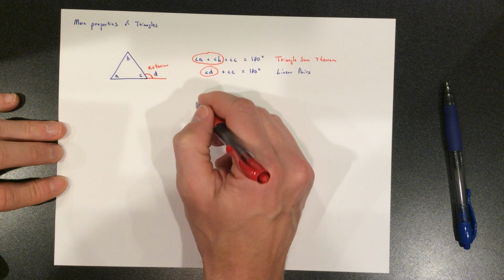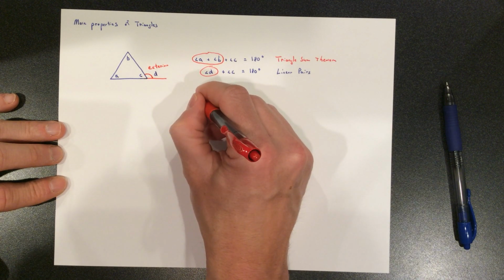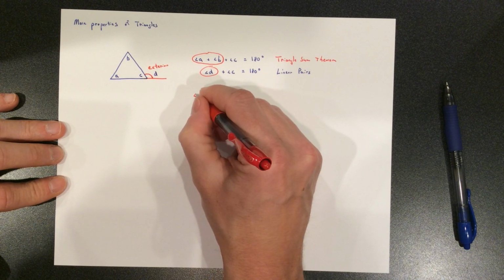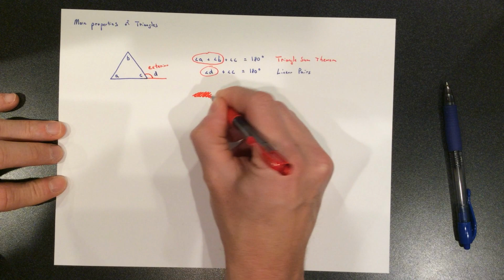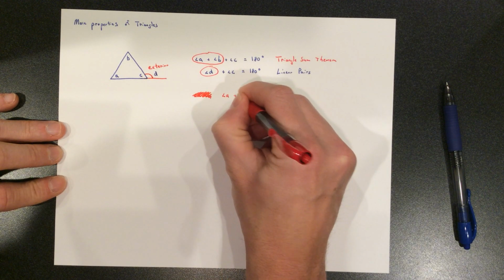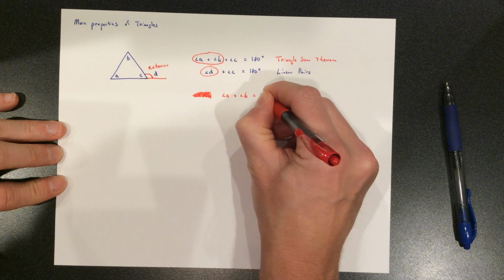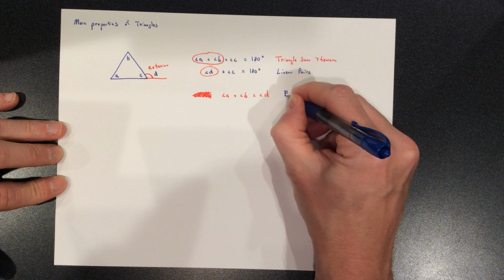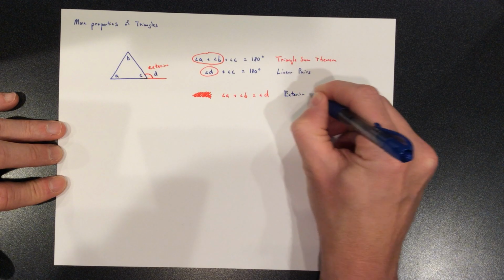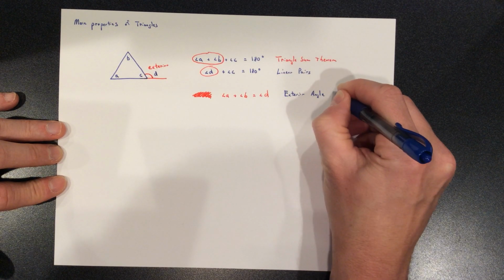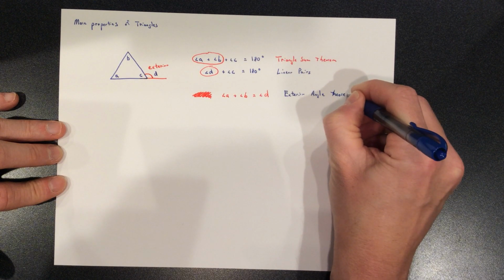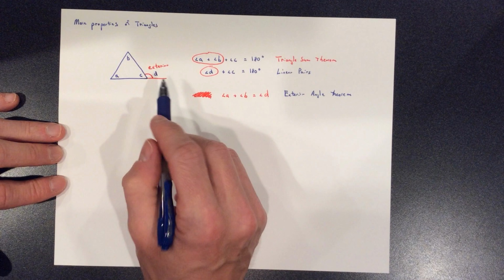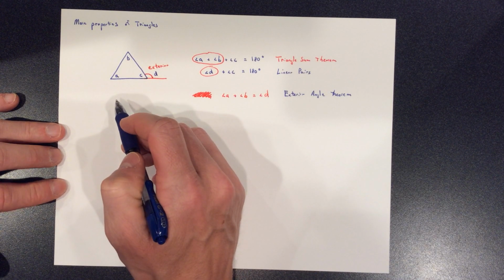And that's what we get when we start talking about the exterior angle theorem. In this case, angle A plus angle B does in fact equal angle D, and that is a new theorem that we've decided is called the exterior angle theorem. And it is exactly what it says right there. It says that the exterior angle is equal to the sum of the other two interior angles.